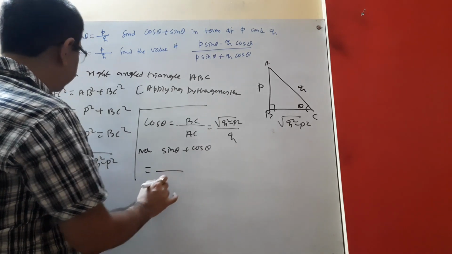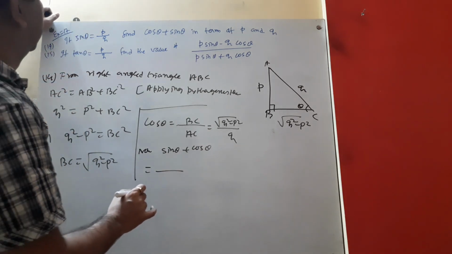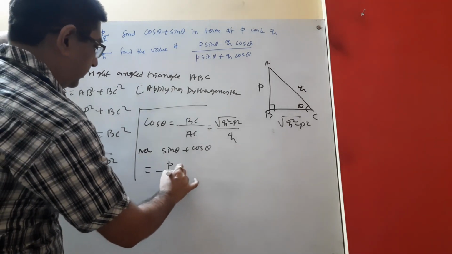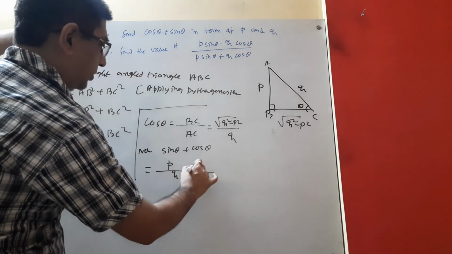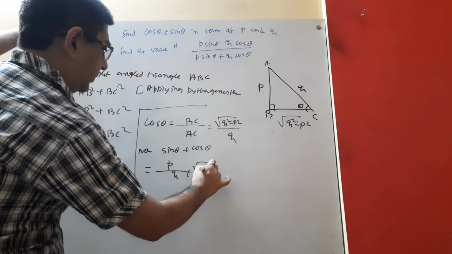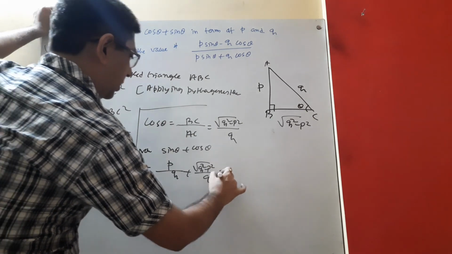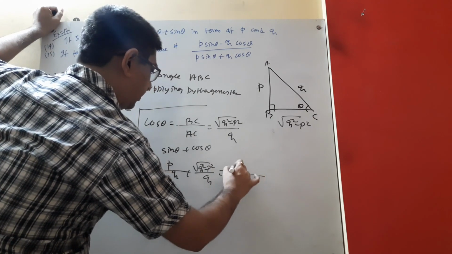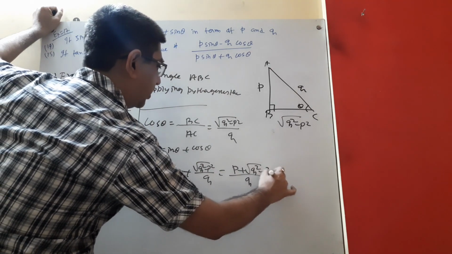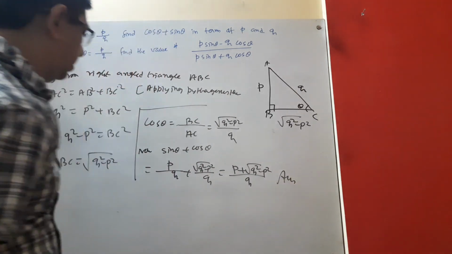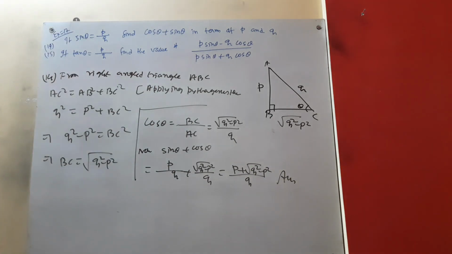Now you have to find sin theta plus cos theta. What is sin theta? Sin theta is P by Q plus what is cos theta? Cos theta is this one. So LCM, Q is the LCM, P plus root under Q square minus P square. This is the answer. Sin theta is P by Q and cos theta is this one by this one. So this is the answer.